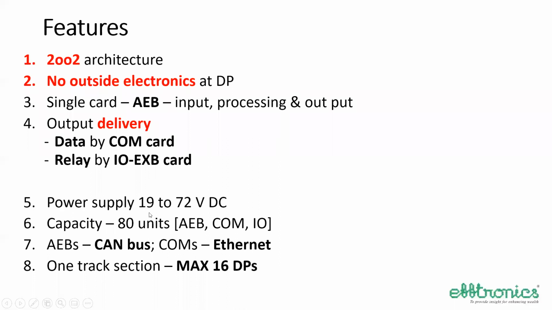Power supply 19 to 72 volts, and capacity. They are made for a wide variety of power supplies, these MSDACs. Capacity is given not in terms of track sections or detection points. It is given in terms of number of AEBs, COM boards, and IO boards. AEBs communicate with each other on CAN bus. You will be able to appreciate it when I show the diagrams a little later. And these COM cards, communication cards, they communicate through Ethernet. One track section, you can constitute with a maximum of 16 AEBs, even though it is a very rare thing in India, but it can be done.